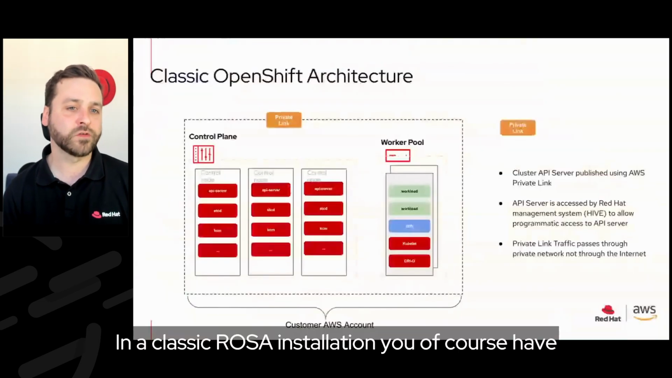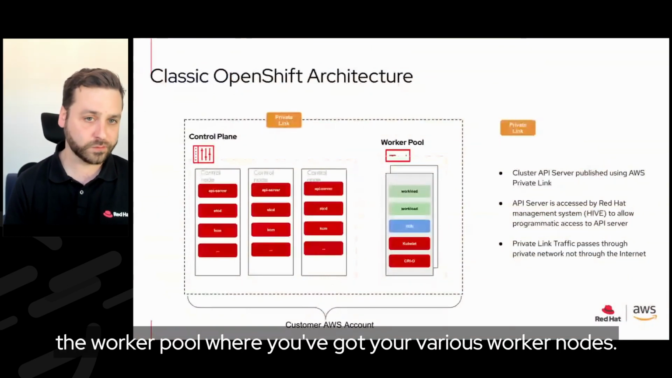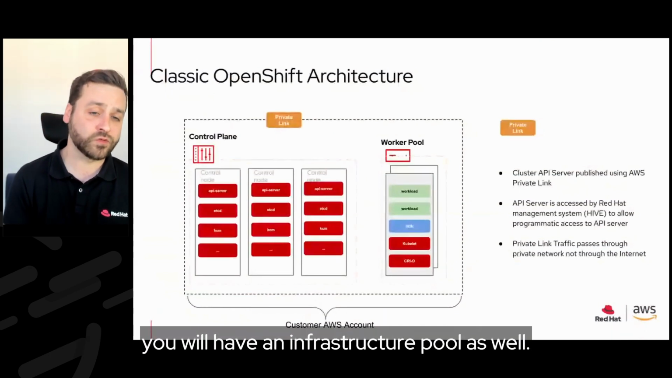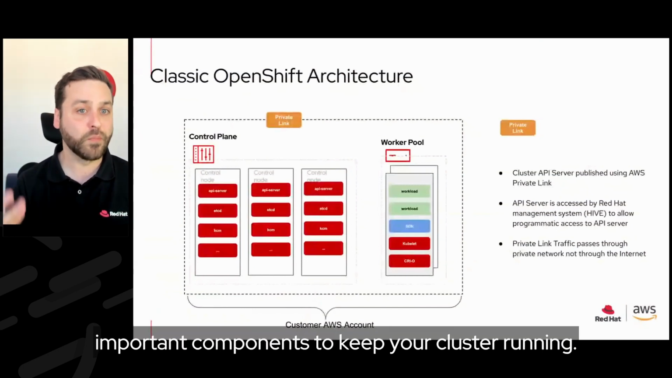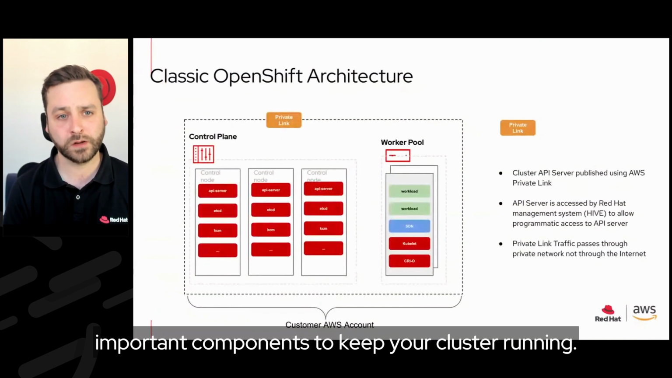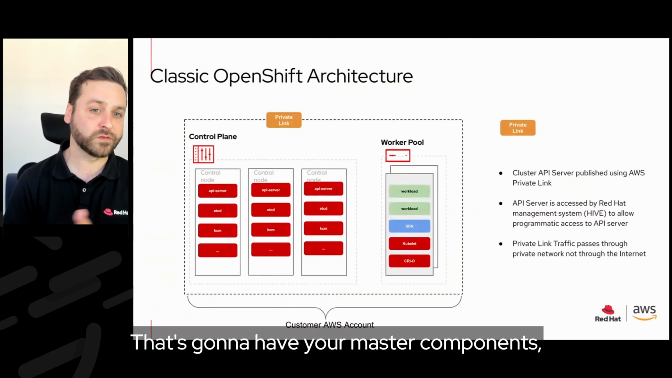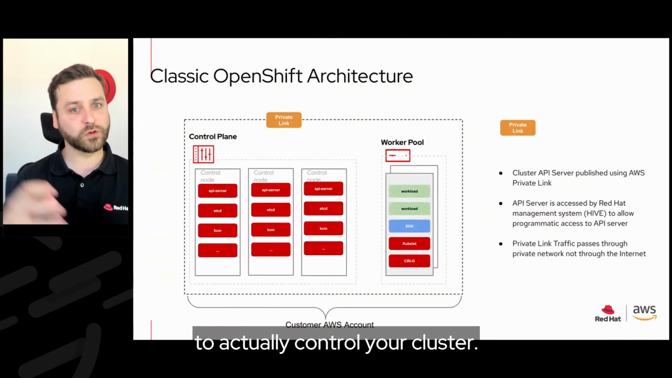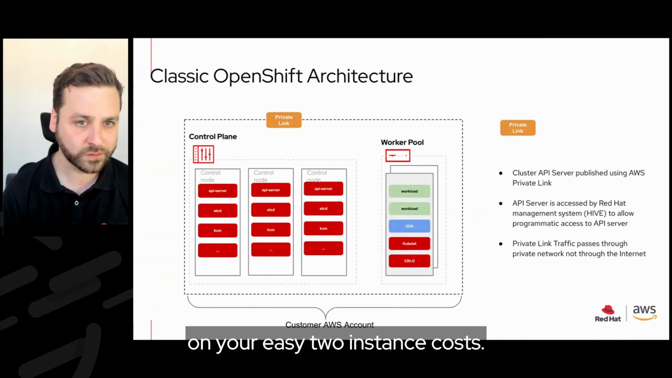In a classic ROSA installation, you of course have the worker pool, where you've got your various worker nodes. Usually with an OpenShift cluster, you will have an infrastructure pool as well. Those run your routers, your infrastructure, important components to keep your cluster running. And then in addition, you're also going to have your control plane. That's going to have your master components, your etcd, all of the things that are needed to actually control your cluster. All of this adds up to be quite an additional burden on your EC2 instance costs.